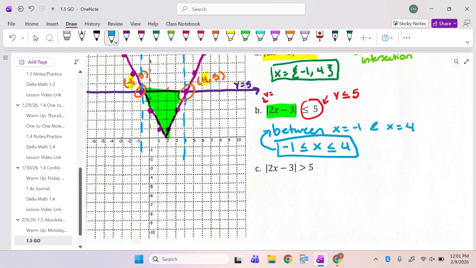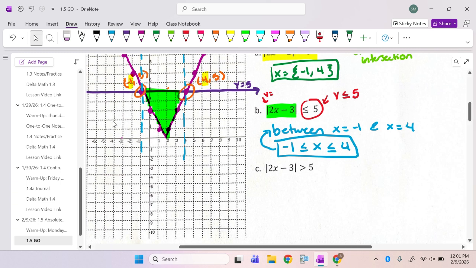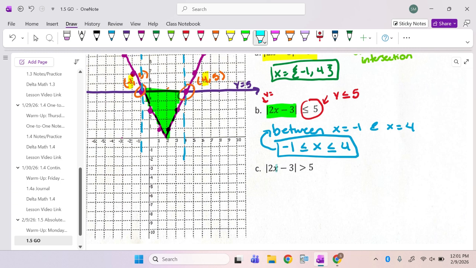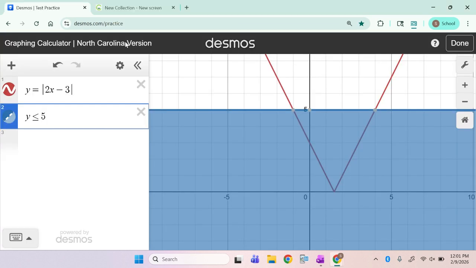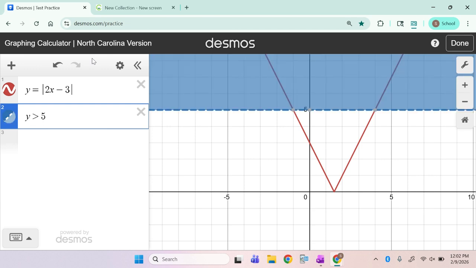Now, greater than or equal to. So let's go back to Desmos. Now we have the same absolute value function, but now it's going to be greater than 5. So again, we're going to keep the y equals of the absolute value function, but then we're going to rewrite this as y is greater than 5 in Desmos. So if I go back to Desmos, I'm going to change that sign to be greater than 5.